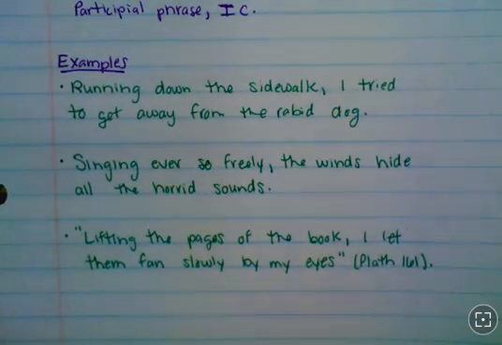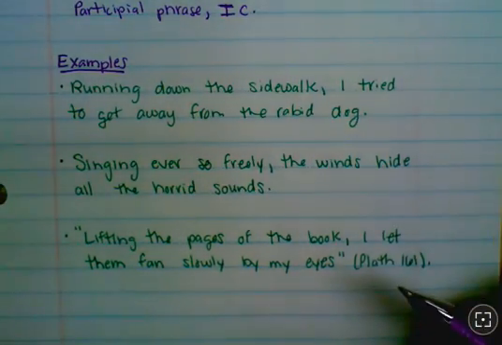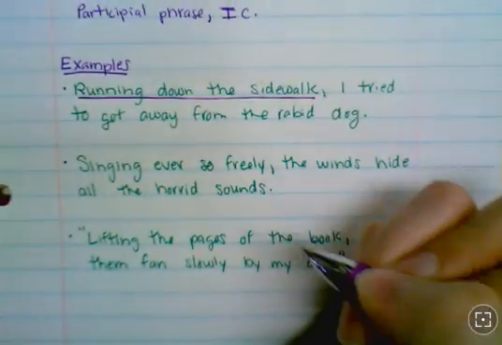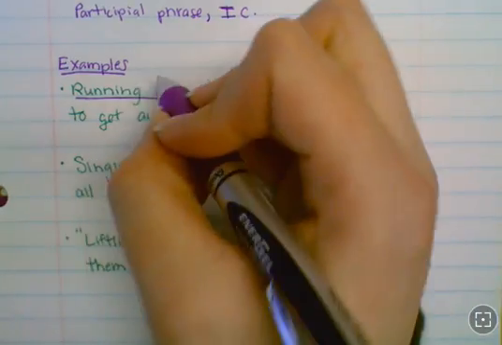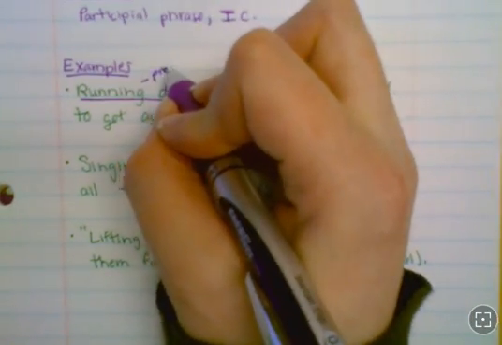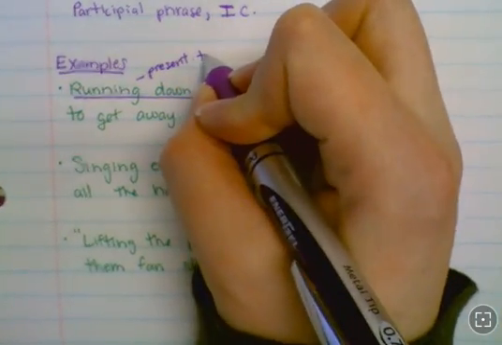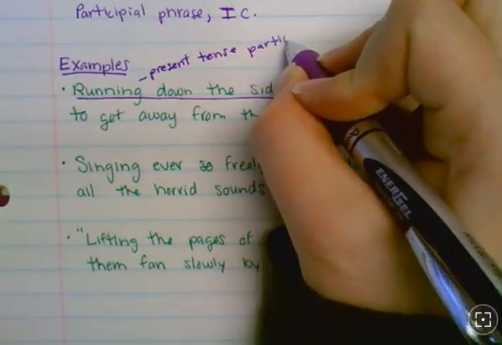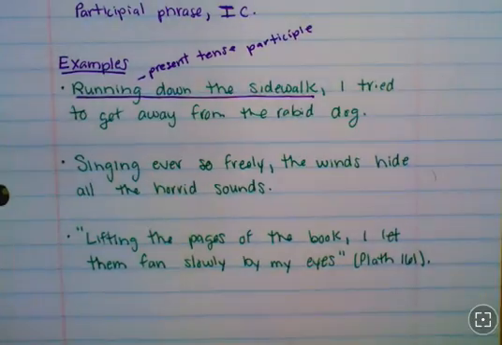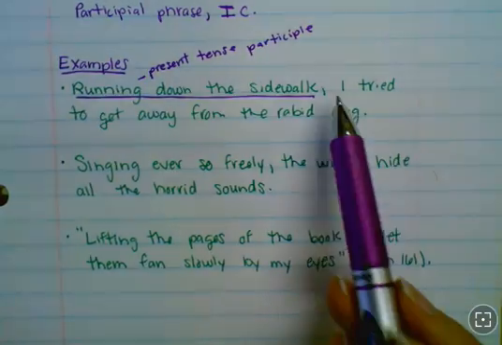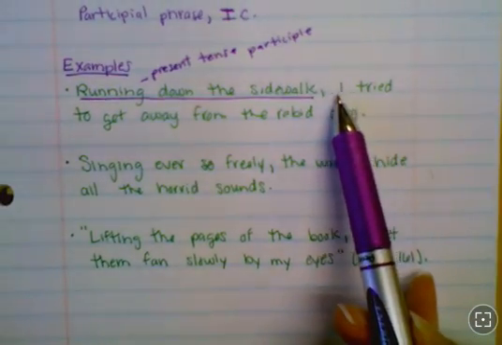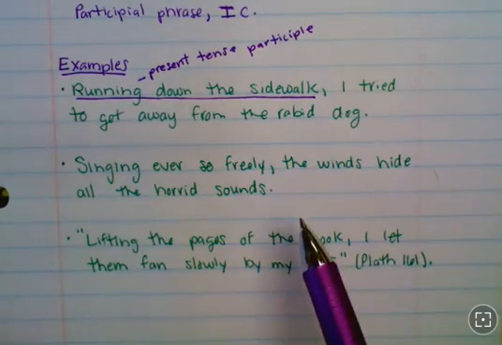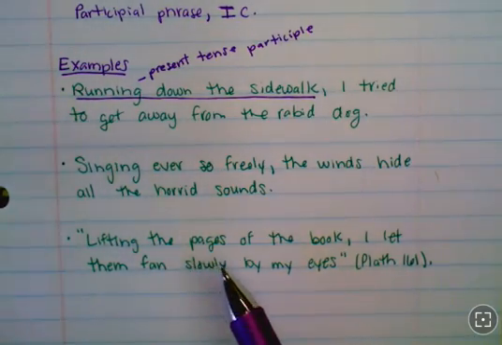Running down the sidewalk, I tried to get away from the rabid dog. So running down the sidewalk is our phrase. Running is our present tense participle. Okay. If I were to get rid of all that and look at just my independent clause, it should stand by itself. I tried to get away from the rabid dog.